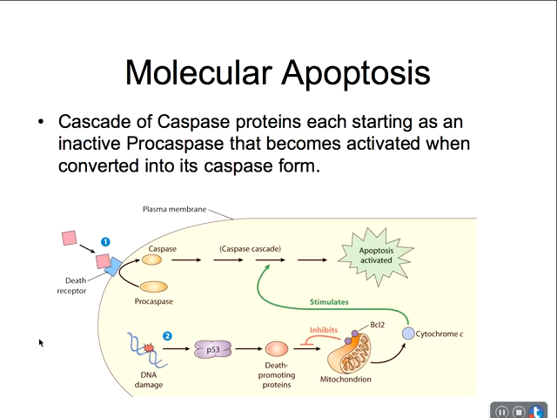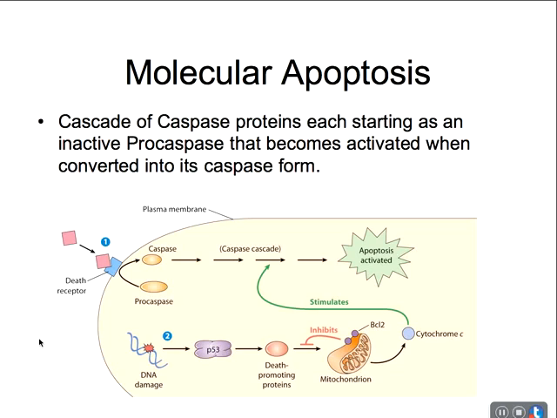Caspase proteins, when they are inactive, they're already present in the cytoplasm. They're called procaspases. They get cleaved to activate them into this caspase form. So, inactive precursor proteins in the cytoplasm. They generally are hanging out in their inactive form in the cytoplasm.